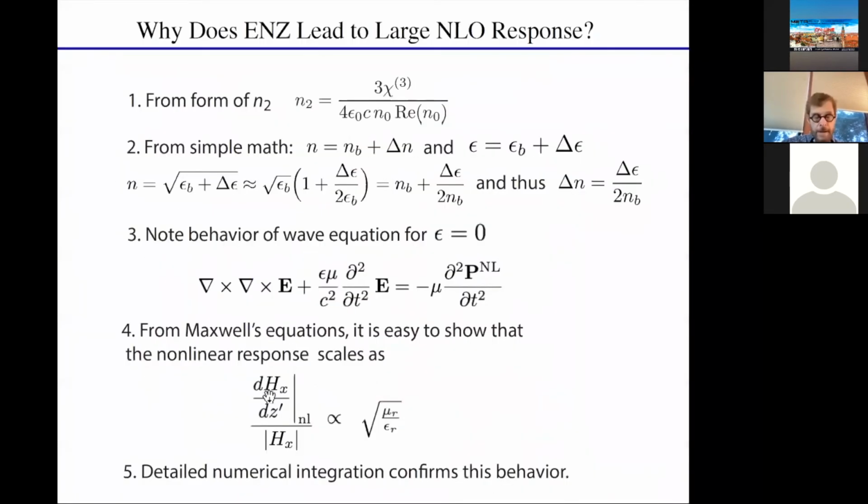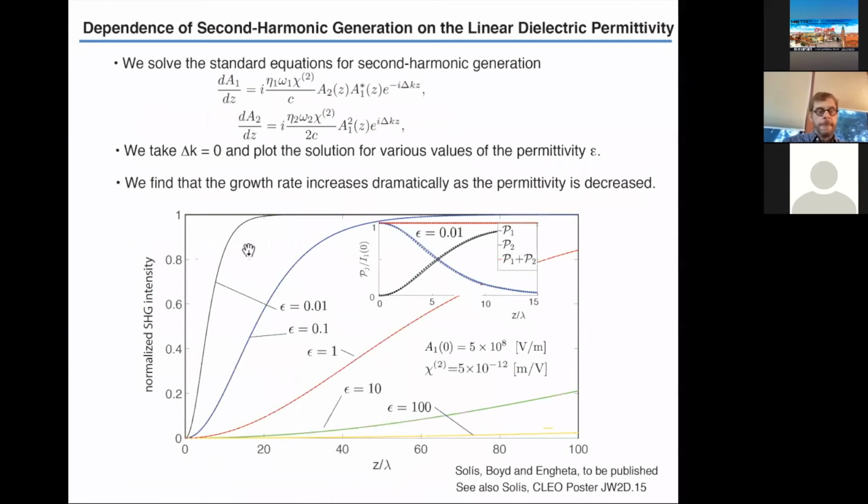Now, I say it's easy to show. Well, it was easy for Nader and Gaeta to show this, and I've been working with him on this project. And here is an example that illustrates this type of behavior. It's a very simple example. We could have worked this out in 1965. We look at the dependence of second harmonic generation on the linear dielectric permittivity.